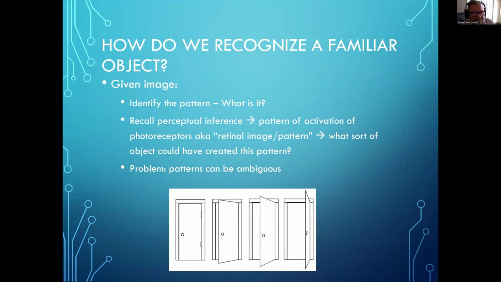Because we'll have to ask the question, I'm faced with an image, and maybe it's a trapezoidal image, and my brain has to say, what kind of object in the world could have created this trapezoidal image?